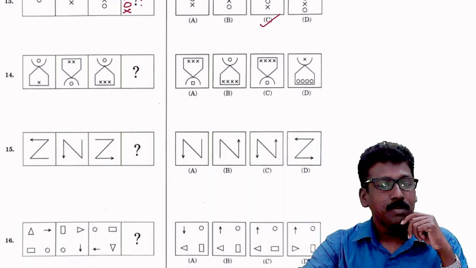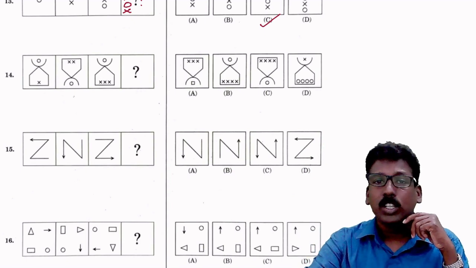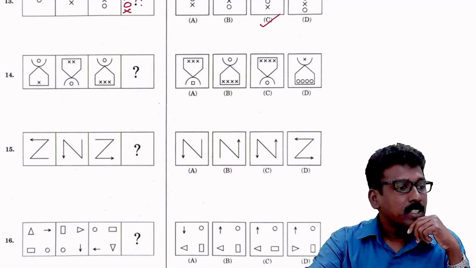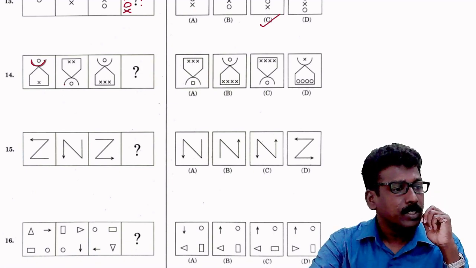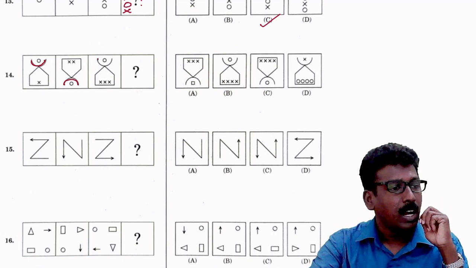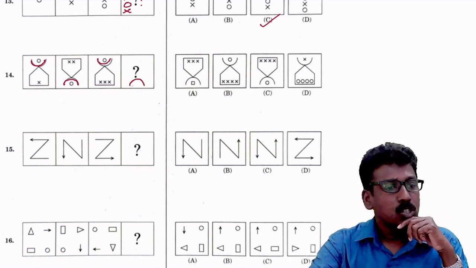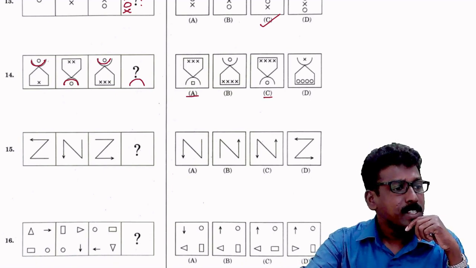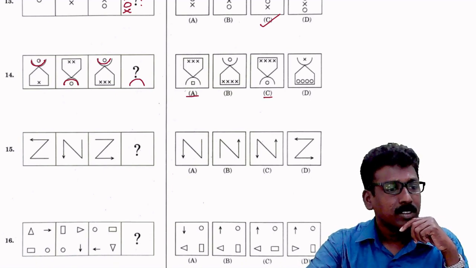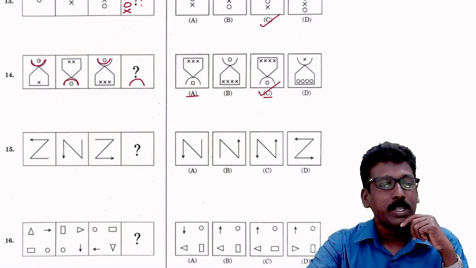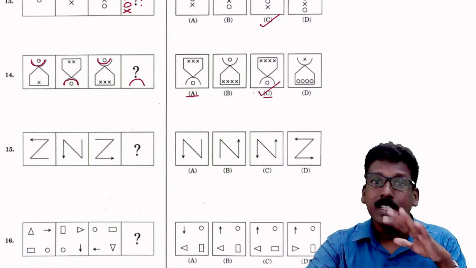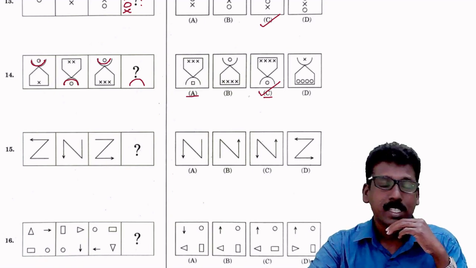Now you can see 14. 14 are upside. Here it is downside, upside. So here it should be downside. So downside coming A and C. Now inside this arc, one circle is there, but in A it is a square. So C will be the correct answer. In this way you can find out the answer.